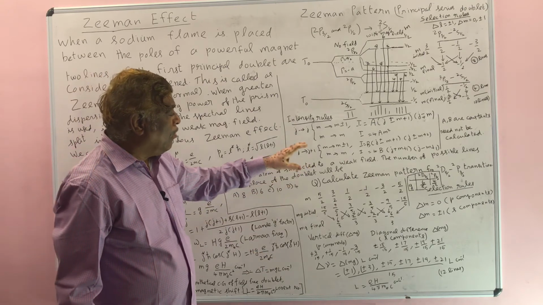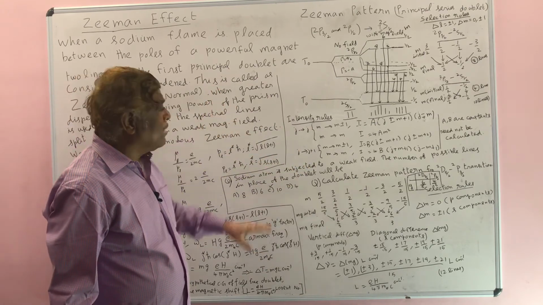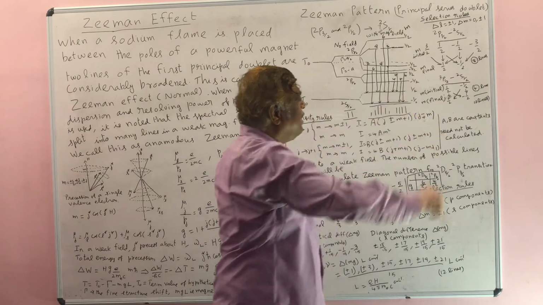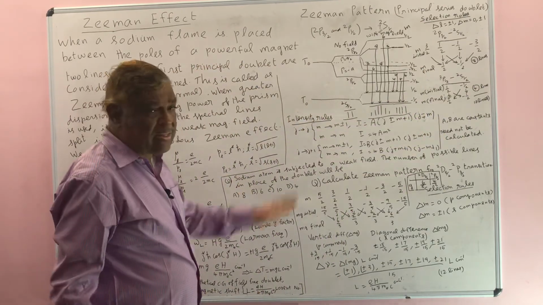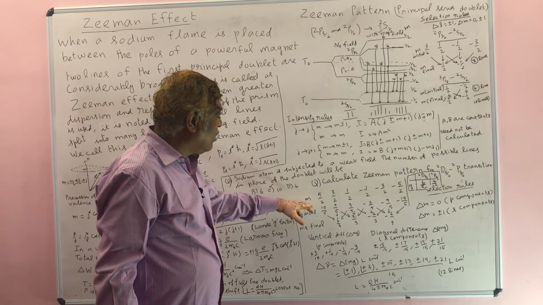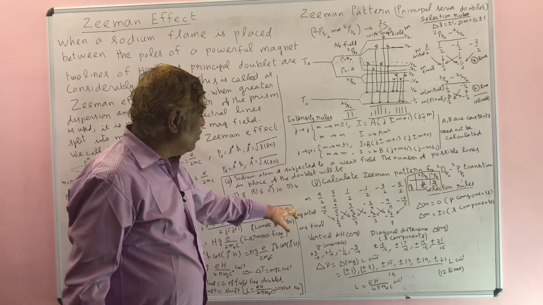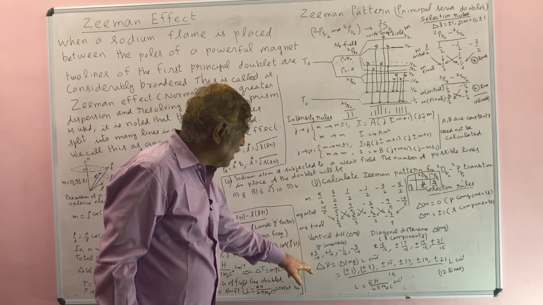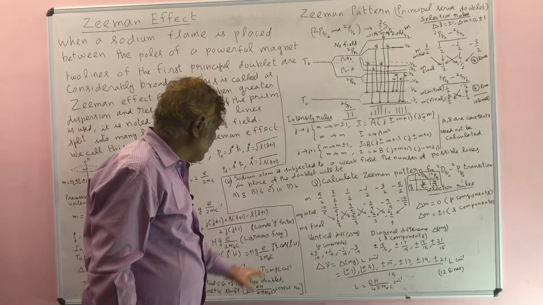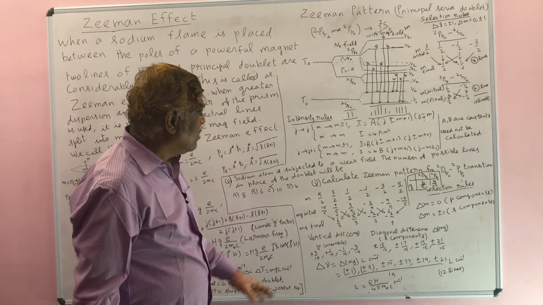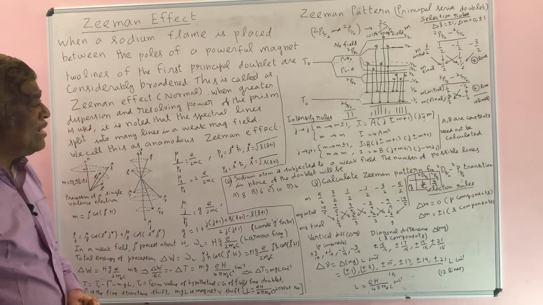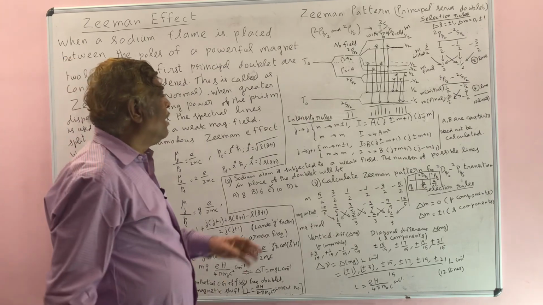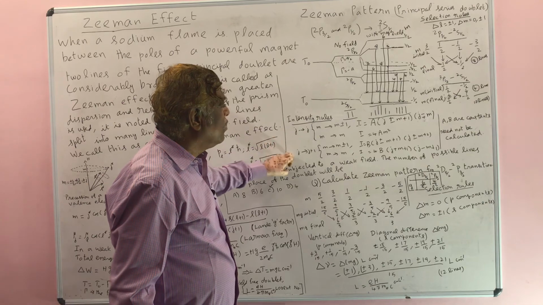So if you want to know only the number of lines, then it is enough to write m initial, m final. You draw the vertical and the diagonal differences, you count. If you want to calculate the frequency of the line, then you have to find the g and mg initial, mg final, then find the difference, and this delta nu can be calculated by finding delta mg into L. So this is the way you can find the Zeeman pattern for any particular transition. And if you want to find the intensity of each line, then you have to use this expression.